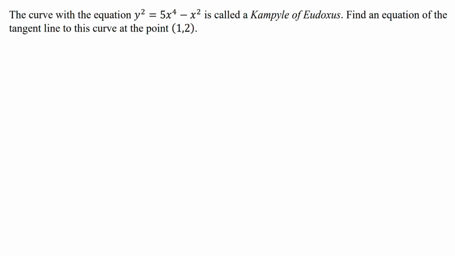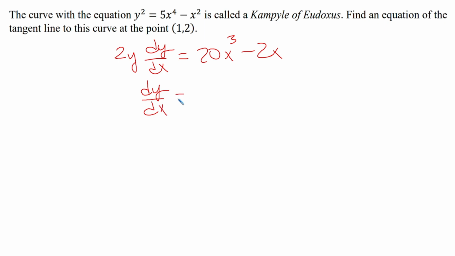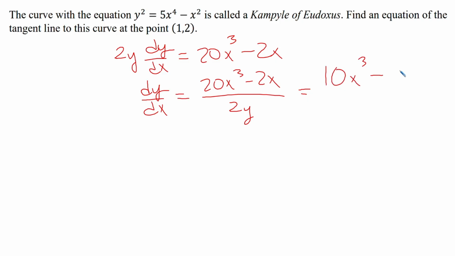So we'll start off with the derivative of y squared with respect to x, which is 2y dy/dx. And then on the right-hand side, we'll have 20x cubed minus 2x. So right off the bat, we can see that dy/dx is going to equal (20x cubed minus 2x) over 2y, which, if we want to reduce that down a little bit just to make the arithmetic easier, is just (10x cubed minus x) over y. And we need to evaluate this at the point (1, 2).